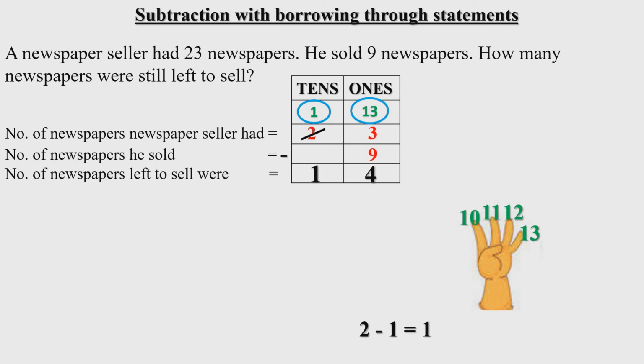Thus we get 23 minus 9 is equal to 14. Means number of newspapers left to sell were 14. That means 14 newspapers were left to sell.